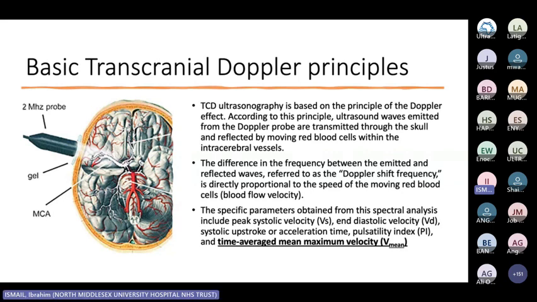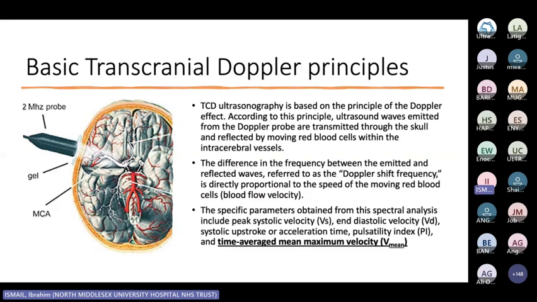According to this principle, ultrasound waves emitted from the Doppler probe are emitted through the skull and reflected by moving red blood cells within the intracerebral vessels. As you can see, the ultrasound is given off and returned to the probe here. So the difference in the frequency between the emitted and reflected waves, referred to as the Doppler shift frequency, is directly proportional to the speed of moving red blood cells and the blood flow velocity.